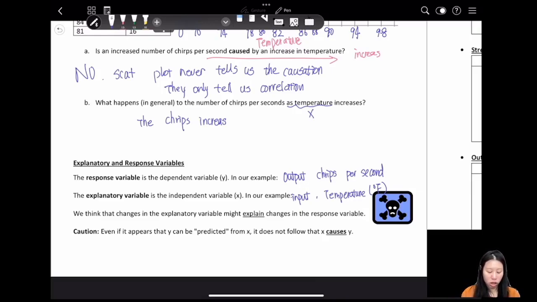So you need to be careful about that. Even if it appears that y can be predicted from x, it does not follow that x causes y. So I'm going to emphasize the theme of this class again. Correlation doesn't mean causation.